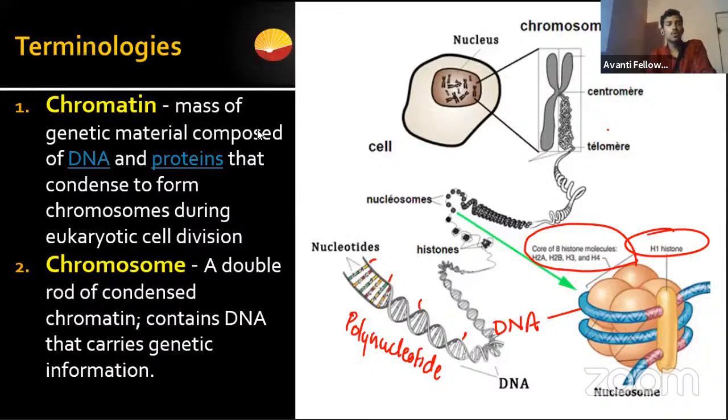So what is the meaning of chromatin? Mass of genetic material composed of DNA and protein that condenses to form a chromosome during eukaryotic cell division. That means the twisted structure you can see here is not a chromosome, not completely condensed, just a rope-like structure formed in the starting. You can call this the chromatin.